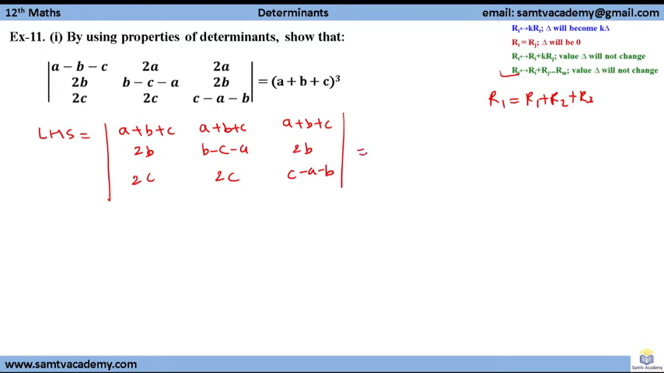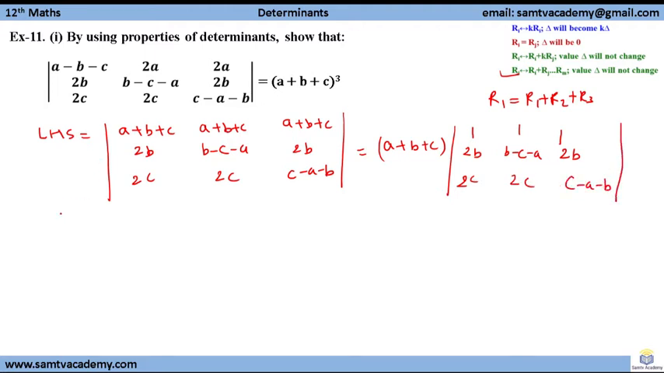Here we will get A plus B plus C, and these are all the same. Now we can take A plus B plus C common from the first row, because it is the same in all the rows. So what are we left with? We are left with 1 1 1, and the other rows: 2B, B minus C minus A, 2B, and 2C, 2C, C minus A minus B.